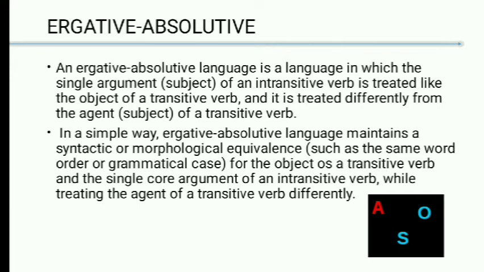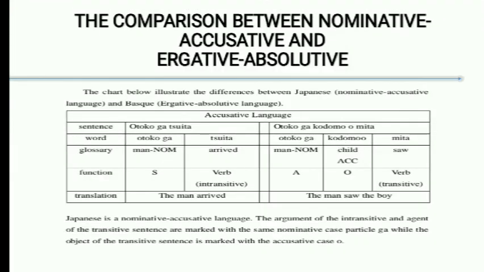In a simple way, an ergative absolutive language maintains a syntactic or morphological equivalence, such as the same word order or grammatical case, for the object of a transitive verb and the single core argument of an intransitive verb, while treating the agent of a transitive verb differently. Let's continue to the comparison between nominative accusative and ergative absolutive.